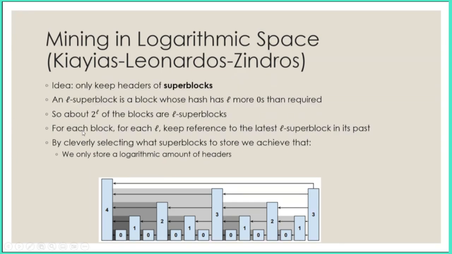then we get this amazing consequence that, on one hand, we only store a logarithmic amount of headers. What does logarithmic mean? It means that we keep one block for every time the number of blocks doubles. So like we keep the first block and the second block and the fourth block and the 8th block and the 16th block, etc., etc. So if we had a million blocks in our history, for this proof we only have to keep like 20 blocks.